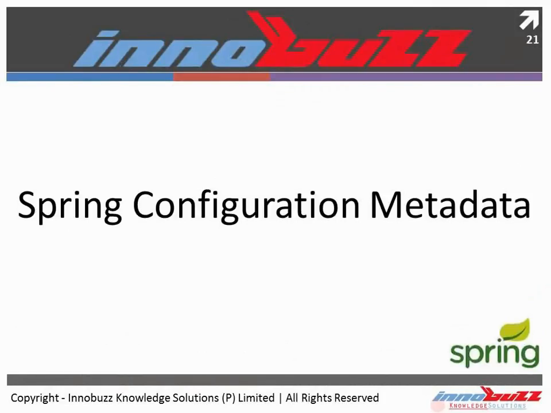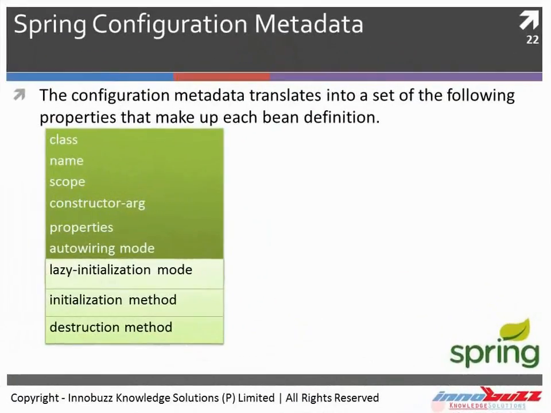So far we have seen how the container needs this configuration metadata. So let's see Spring configuration metadata. Here, the configuration metadata translates into a set of the following properties that make up each bean definition. So we have class, which is an attribute within the bean tag element in the XML file, which is mandatory and specifies the bean class to be used to create the bean. Name, this attribute specifies the bean identifier uniquely. So therefore, in XML-based configuration metadata, you use the ID or name attribute to specify bean identifiers. These are all the attributes given for a bean element tag within the XML configuration file.